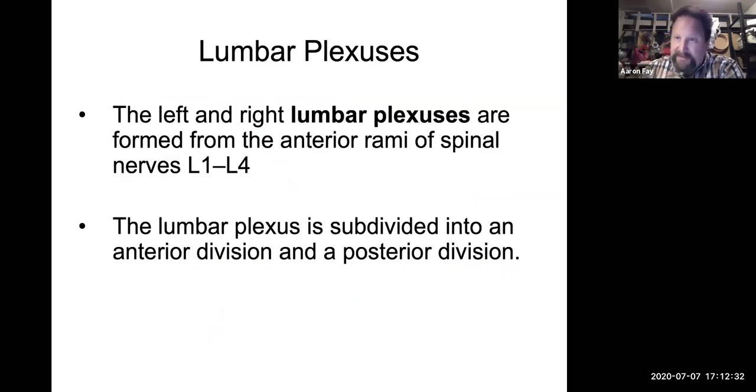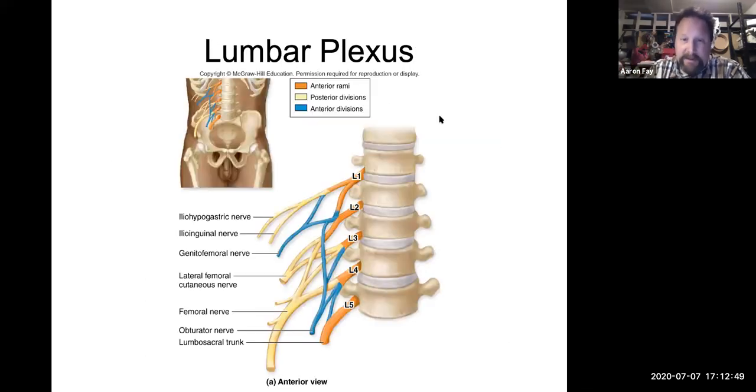Lumbar plexus. So remember, cervical, got that. Brachial, got that. Skip the chest. No thoracic plexus. Going down to our next region of the vertebral column, we're going to hit the lumbar. So lumbar plexus, made from L1 through L5. Right.